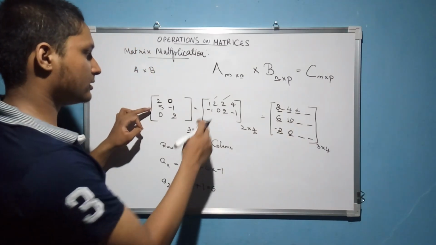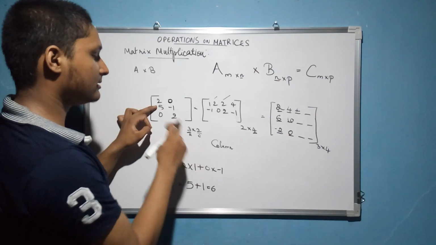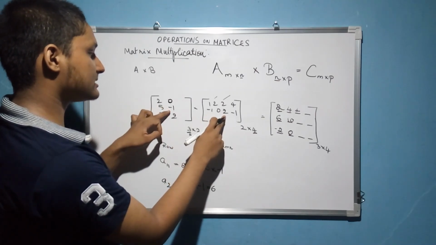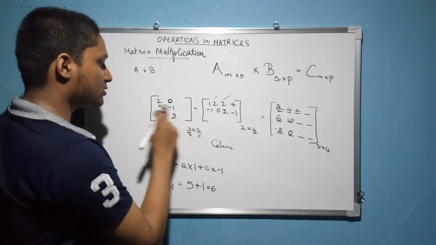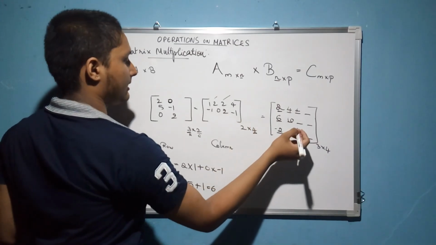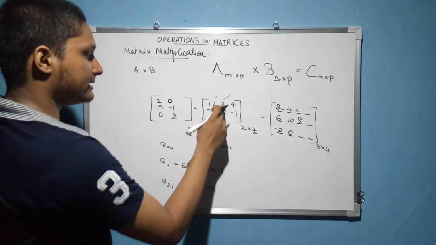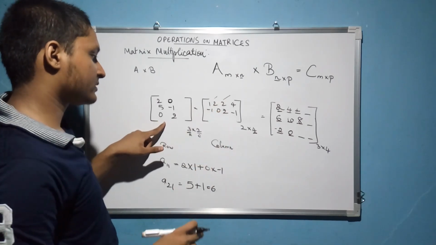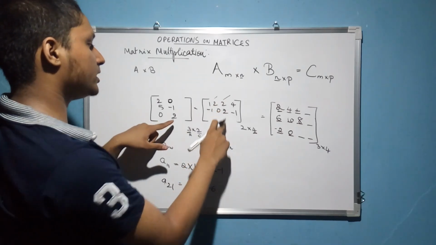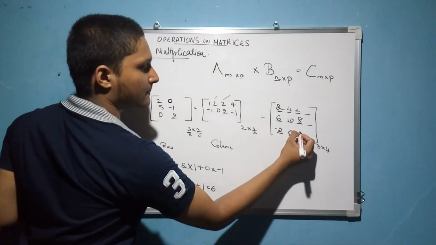And here similarly you are going to get 2 into 5, that is 10, plus minus 1 into 2, that is minus 2. 10 minus 2 is 8. Okay, now we have one more: 2 into 0 is 0, plus 2 into 2, that is 4.